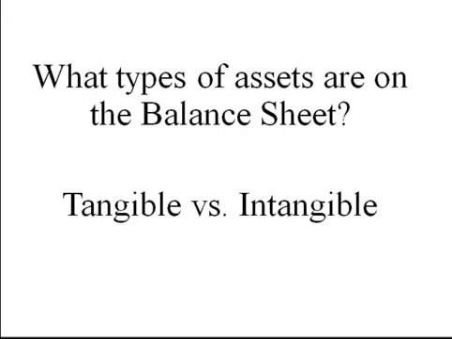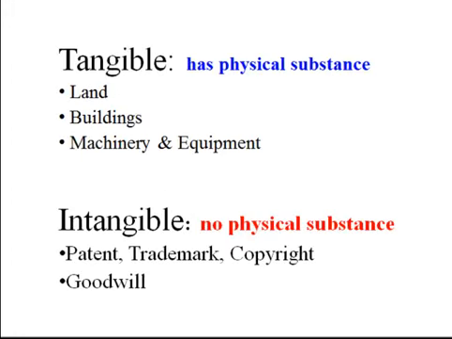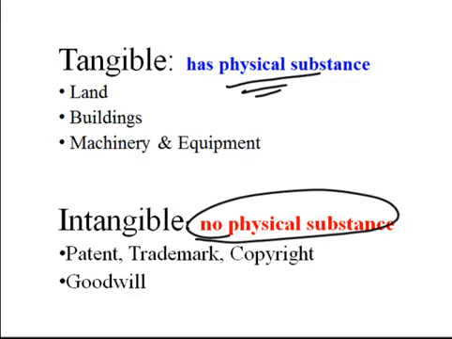When we review a company's balance sheet, we want to understand and be able to distinguish between what types of assets are tangible and what types are intangible. A tangible asset is one which has physical substance. Examples are land, buildings, machinery, and equipment. Intangible assets, in contrast, have no physical substance. Their value lies in legal protection. Things like patents, trademarks, and copyrights are examples.